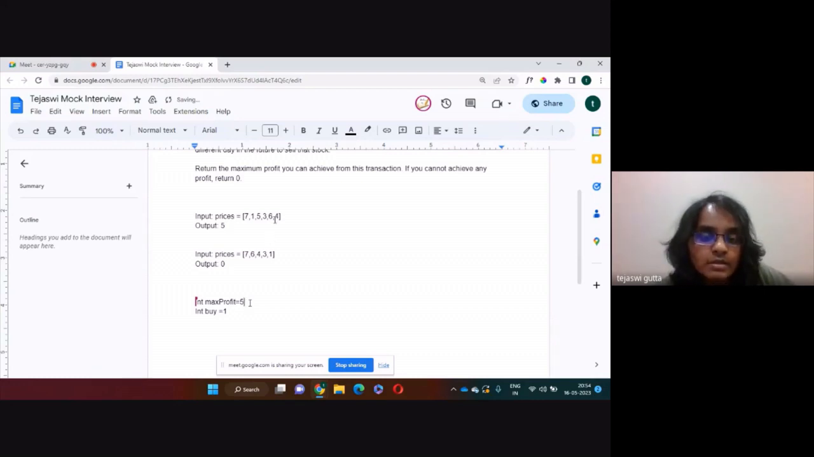Now I'll see if I can buy the stock at this particular point. I cannot because the price is higher than the one that I already have. Now moving forward, I have 4. At this point my profit will be 3, but it is lesser than the maximum profit that I already have, so I'm not going to change the maximum profit. And here I cannot buy because the price is higher than the one that I already have. So at the end, the maximum profit that I have is 5.